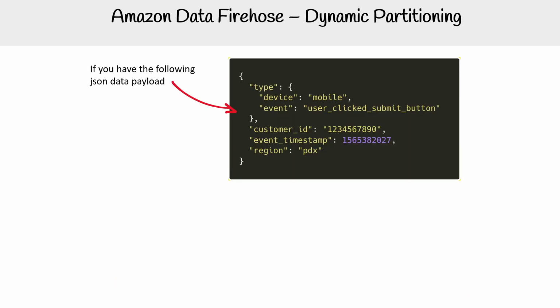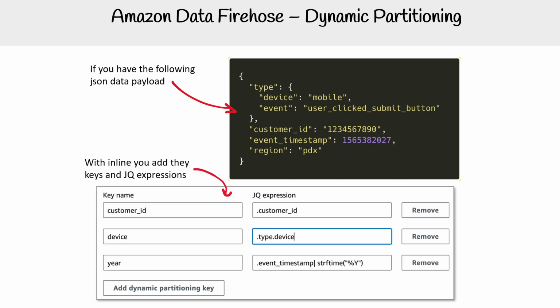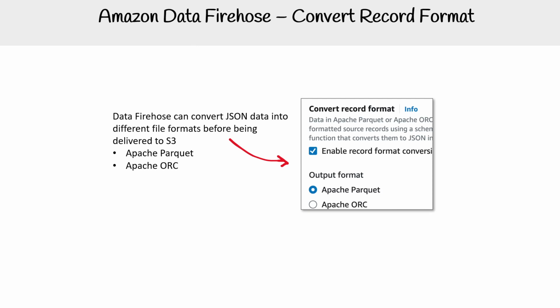So imagine you have this JSON payload, okay? The idea is that with the inline option, you choose your key, and then you use the expression to choose the appropriate JSON that you need. And so basically the partition is going to occur on those keys, okay? You can convert record formats. So if you have JSON data, you can tell it to turn it into Parquet or ORC files. These are very specific files that are optimized for working with data with specific open source projects with Apache, but a lot of large data applications read these two formats, okay?